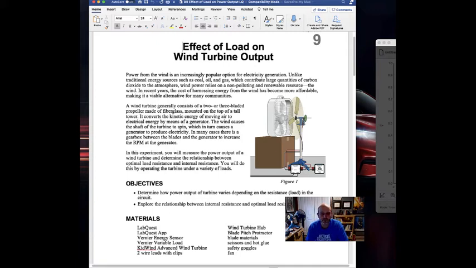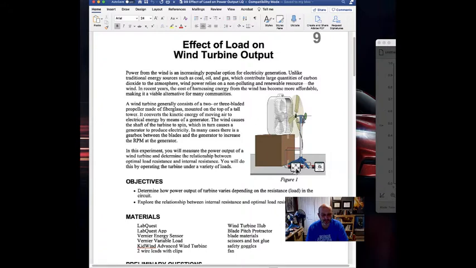This week we're going to have a video of our lab since I'm unable to make it in person. So this is going to be the effective load on wind turbine output. It's going to be very similar to last time. You'll have to answer some questions, make a few graphs. It's set up just like this.